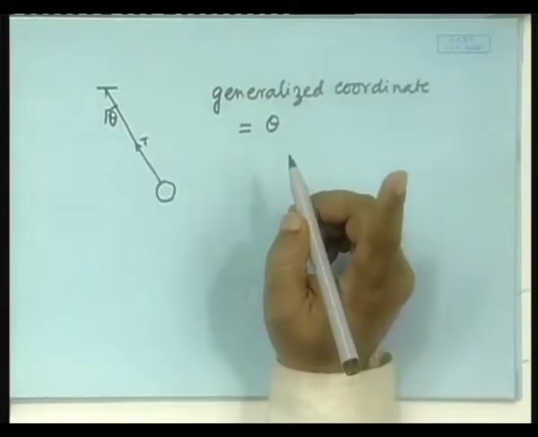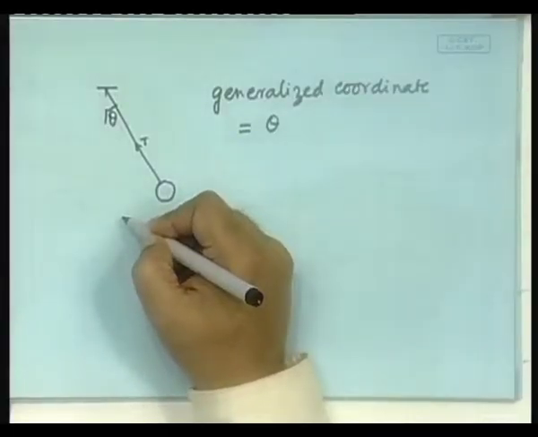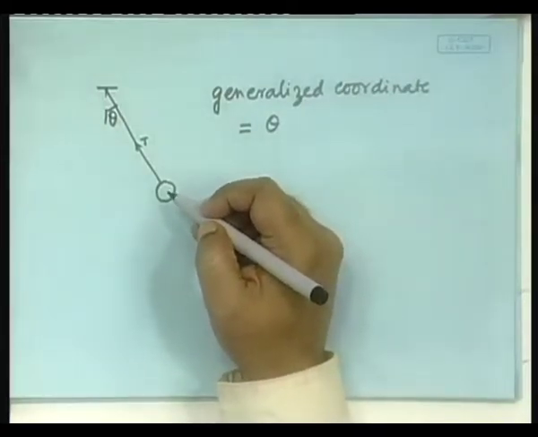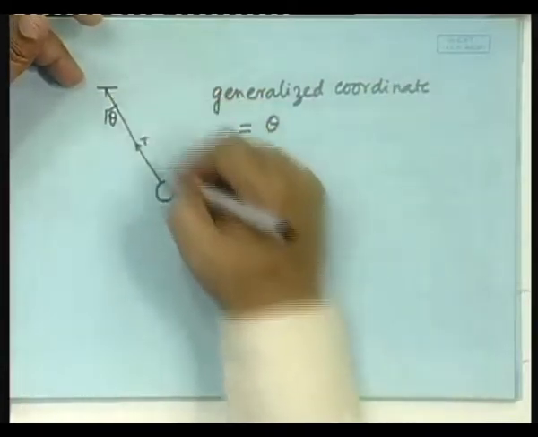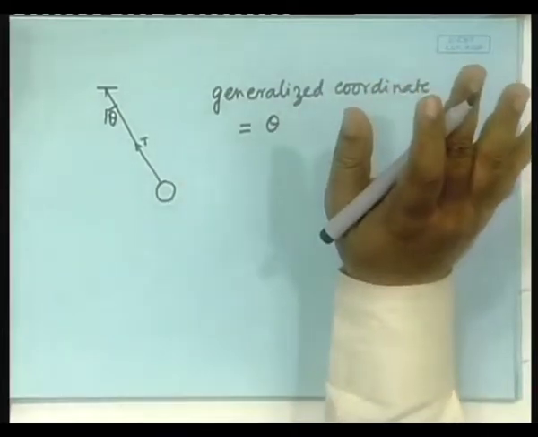The generalized velocity, remember one thing, the generalized velocity is simply the derivative of theta, derivative of the generalized coordinate, not the actual velocity of the body. The actual velocity of the body is, so if this is L, then L theta dot, but we are not talking about that. Your generalized velocity is simply the derivative of this. Fine.